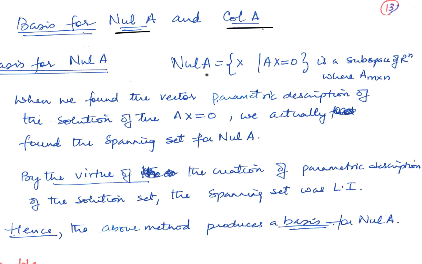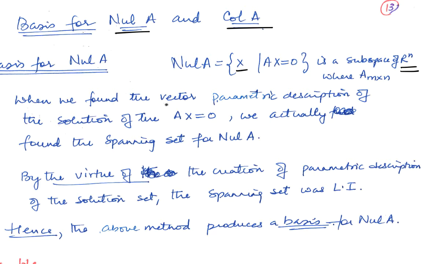Remember, the null space of a matrix is a collection of all those elements X such that when matrix A acts upon this X, it takes it to the 0 vector. Now this null space of A, guys, is a subspace of Rn, where A is an m by n matrix. Recall that we would like to find out, when we're looking at the solutions, what are the elements of the null space of A? How can we find these X's?